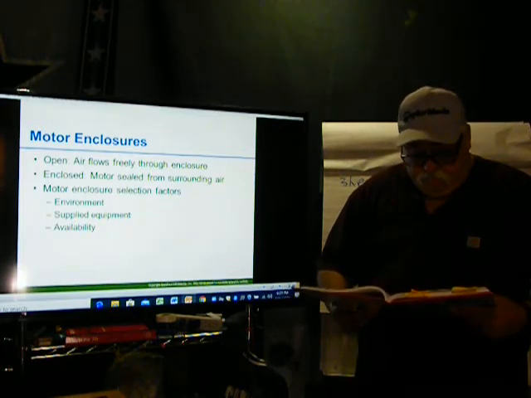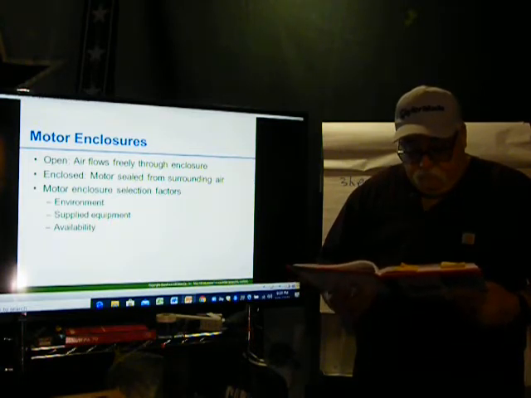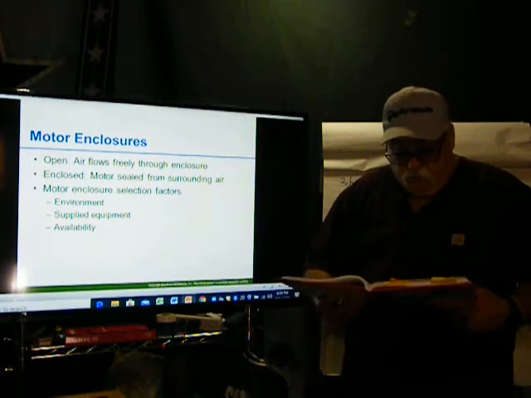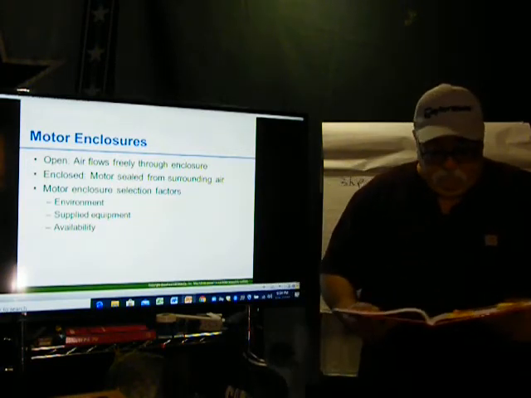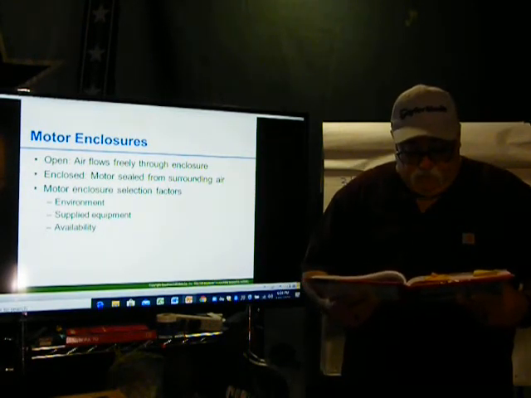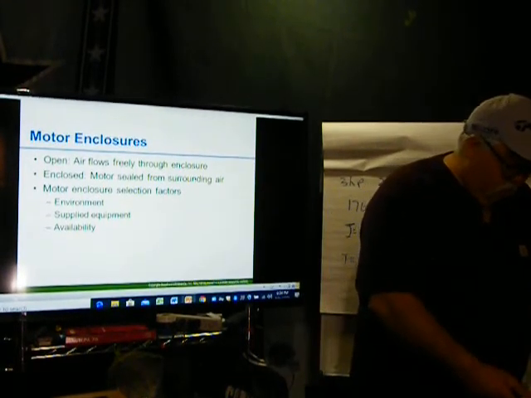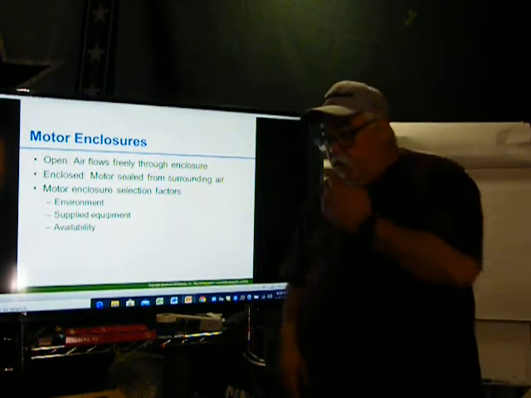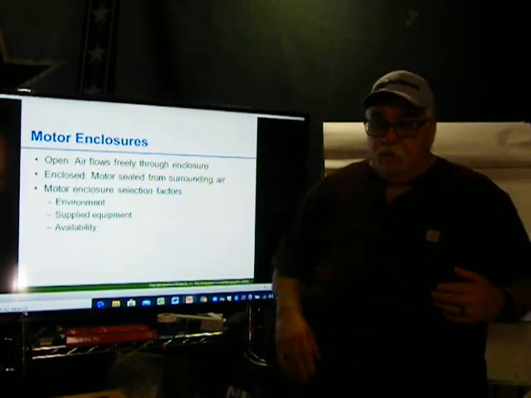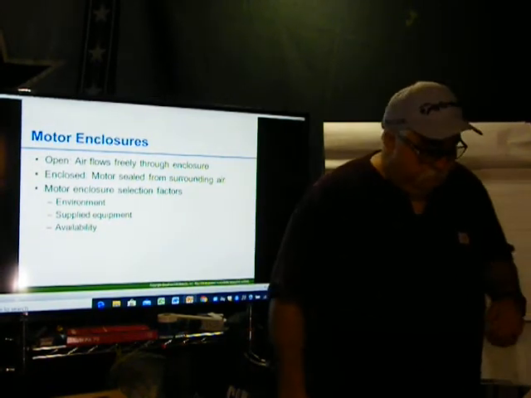Supplied equipment. A protective enclosure may be supplied for the motor powering critical equipment, even if the enclosure is not required based on the environment. And availability. A given size and type of motor may be available only in certain enclosure types. So again, it comes down to what's available so you can use it for what you have. On the supplied equipment, it comes within the cabinet already to protect the motor itself.